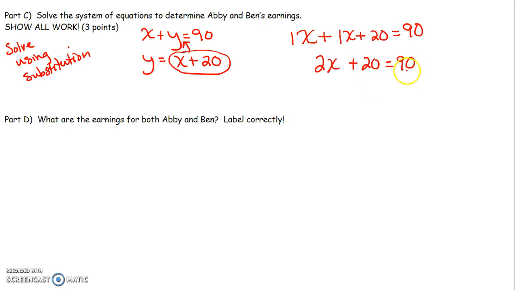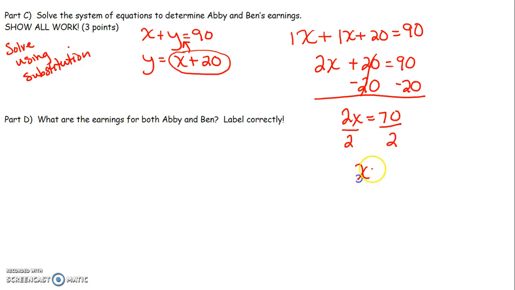I need to move this 20 over with the 90. How am I going to do that? Oh, the opposite of addition is subtraction. I'll subtract 20 from the left side of the equal sign, therefore I'll subtract 20 from the right side. 20 minus 20 is 0, so on the left side I only have 2x left. On the right side, 90 minus 20 is 70. I'm going to take the 2x and divide by 2 to get x by itself, so I divide the right by 2 too. So x equals 70 divided by 2, feel free to use your calculator, is 35.